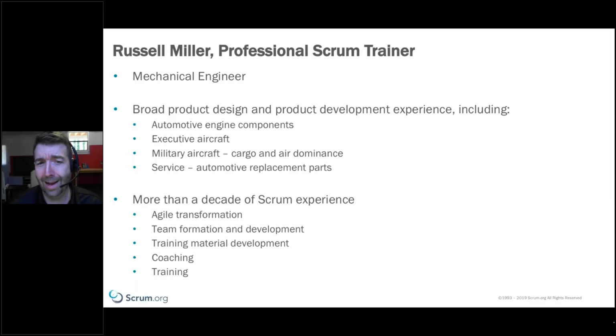Software development experience, I've got more than a decade of Scrum experience, so that's informed some of the answers that you get. I have experience in Agile transformation, which is a very popular topic, but it's a very challenging thing to execute depending on your environment. I have experience with team formation and development, training material development for large organizations. I have experience with coaching, and obviously I have experience with training, and I'm thrilled to get this opportunity to speak with you today.